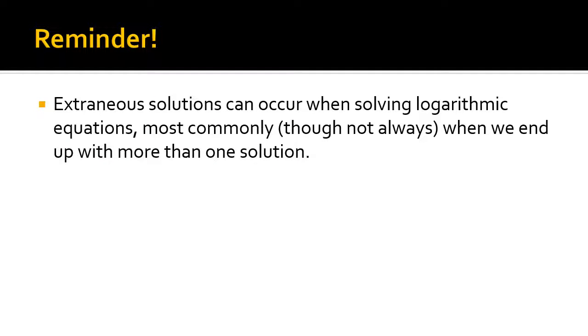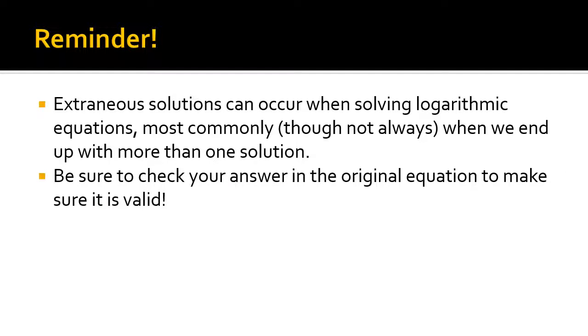Now, extraneous solutions can occur when you're solving logarithmic equations, most commonly, but not always, when we end up with more than one solution. The main thing to remember is that the argument, which is the part after the base, usually in parentheses, has to be greater than 0. So if your solution makes the argument negative or 0, it's not valid and you need to exclude it from your list of solutions.